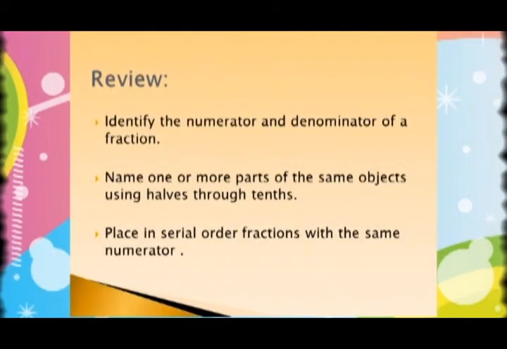Now let's take a peek at our objectives to see if we achieved what we set out to do. Did we identify the numerator and denominator of a fraction? Yes, we did. Did we name one or more parts of the same objects using halves through tenths? I'm sure we did. Did we place in serial order fractions with the same numerator? Of course we did.